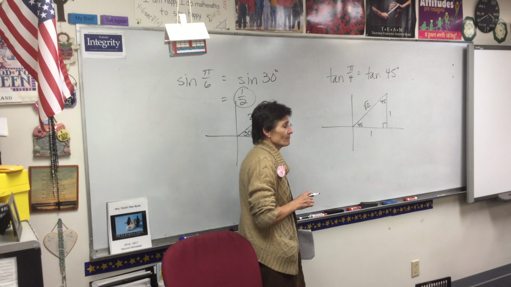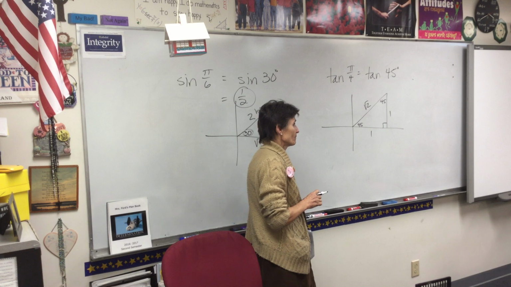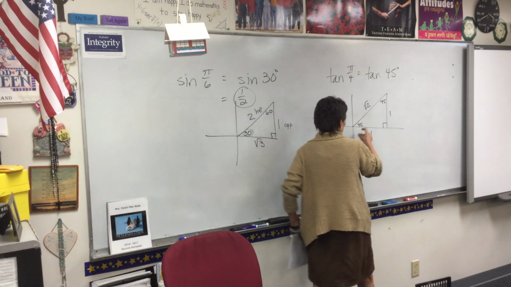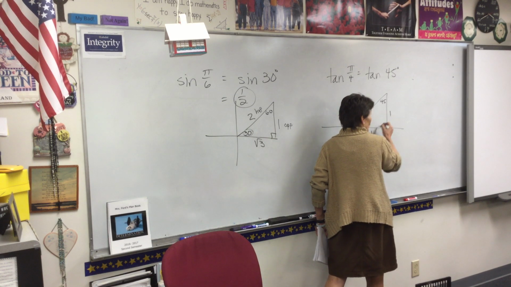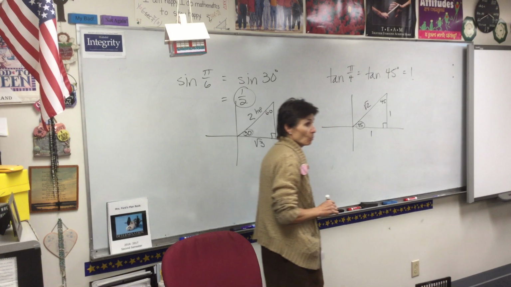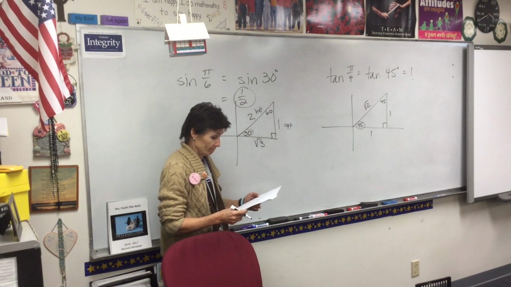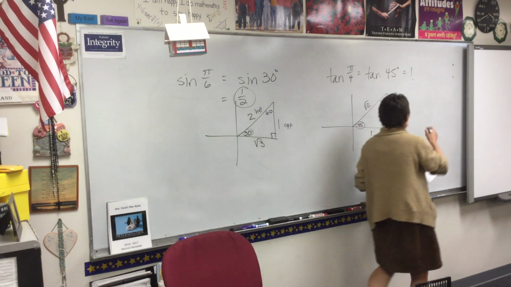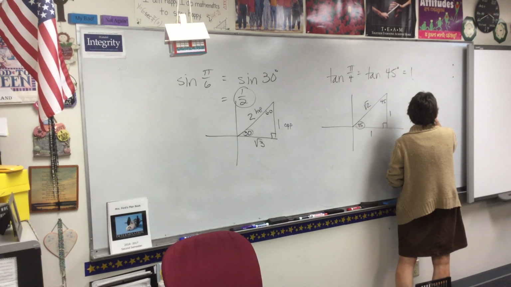Tangent. What's the definition of tangent? Opposite over adjacent, so here's your angle, so that's going to be 1 over 1. The tangent of 45 is 1. Just a few more, here we go. Secant pi over 3.